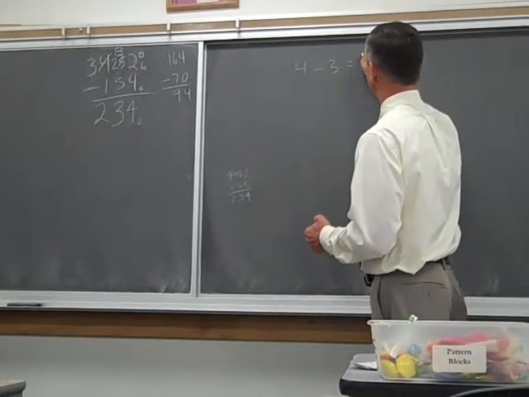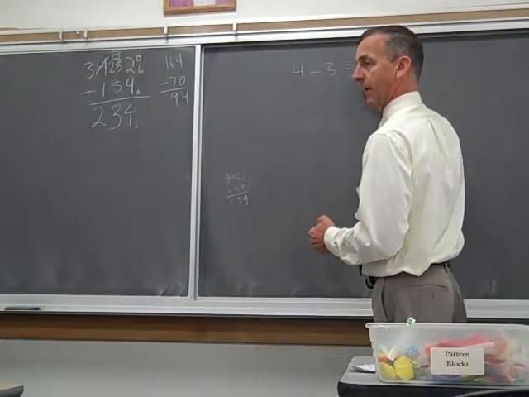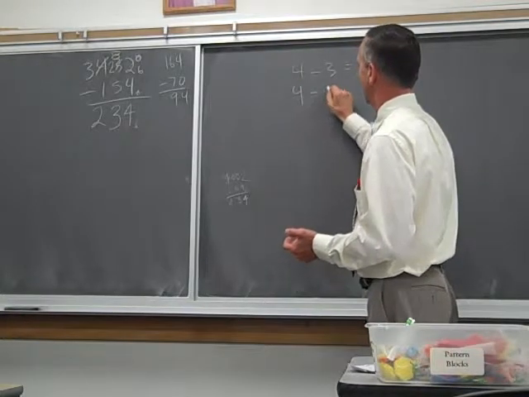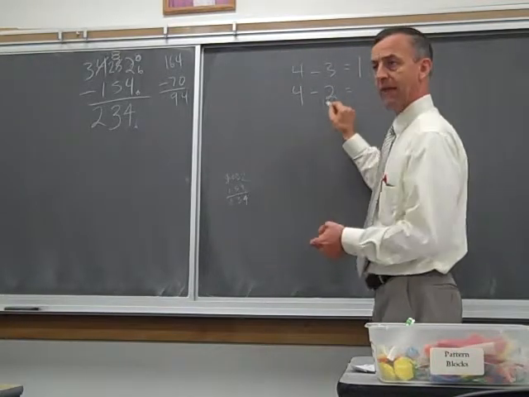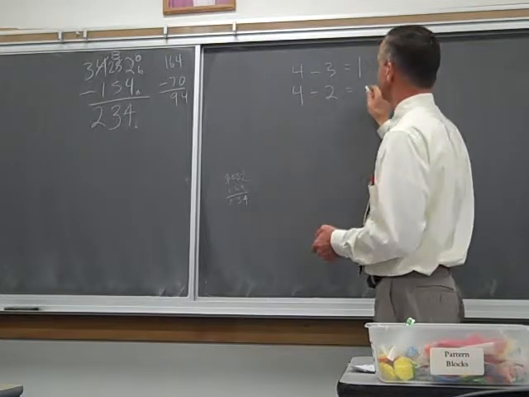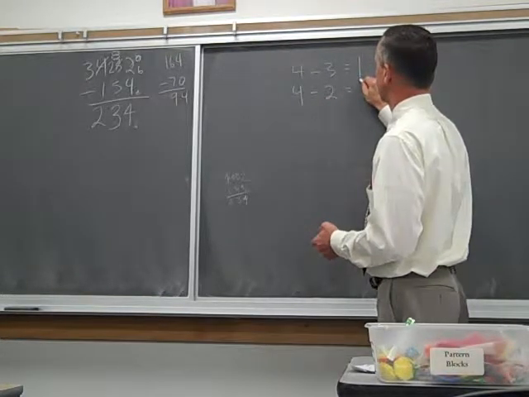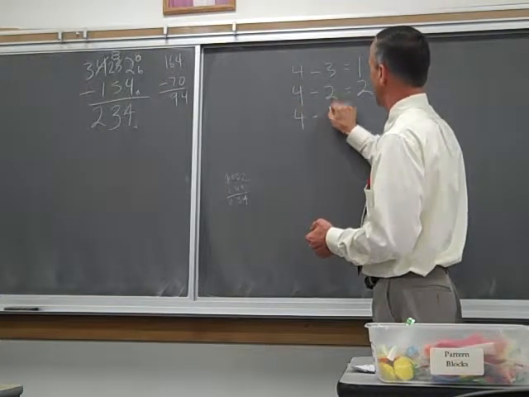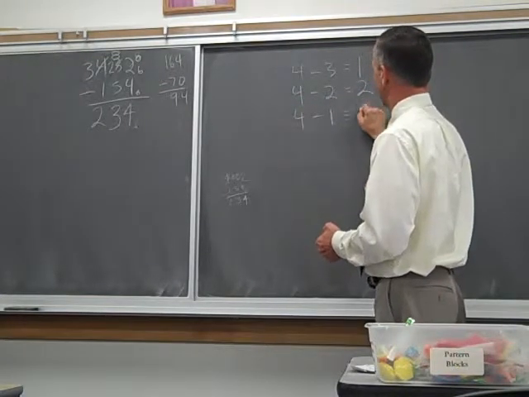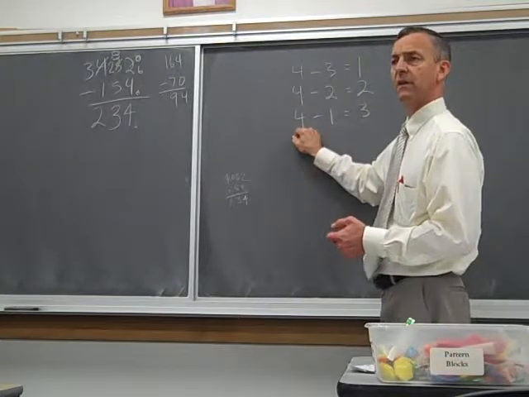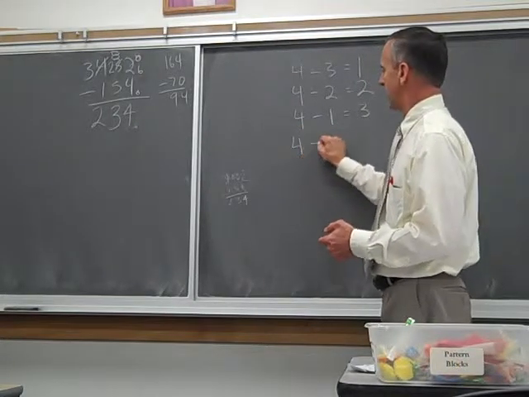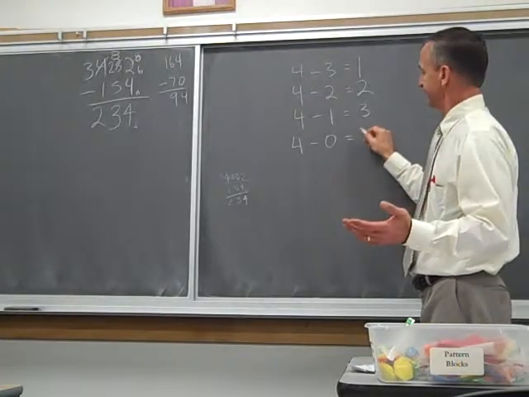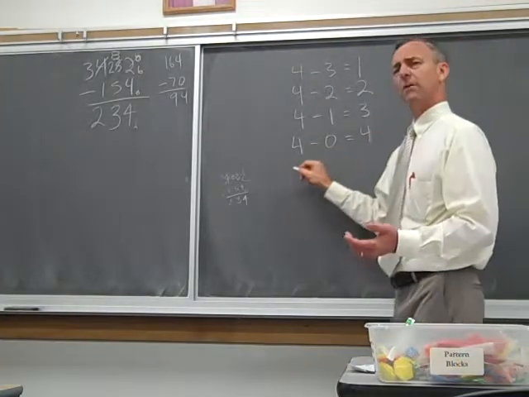Yes. It's 1. So I'm starting at the known. 4 minus 2. Will they know the answer to that? It is 2. 4 minus 1 is 3. What's next, class? 4 minus 0. What's the answer? They'll love that one, right? 4.